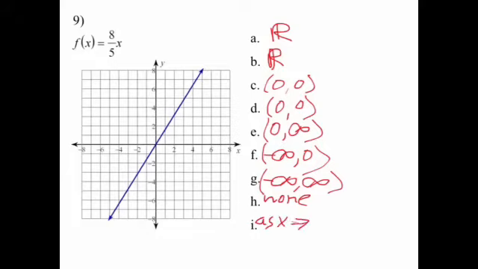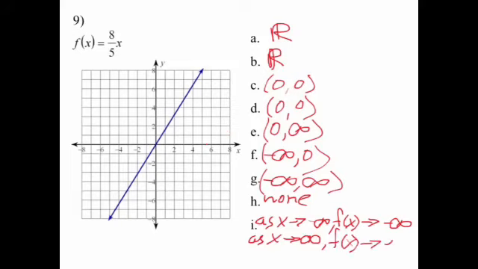So as you travel left forever, so as x approaches negative infinity, what does your function do? Well, if you go left forever, your function goes down forever. And so my f of x is going to approach negative infinity. As x approaches positive infinity, as you travel right forever, my function is going to go up forever. And so my function value is going to be approaching positive infinity. And that's what it is all the way up through 9.